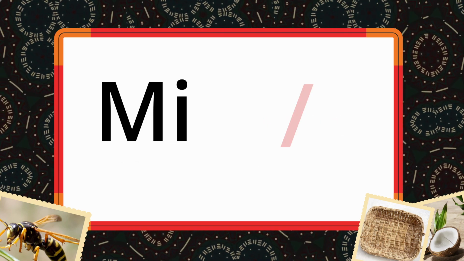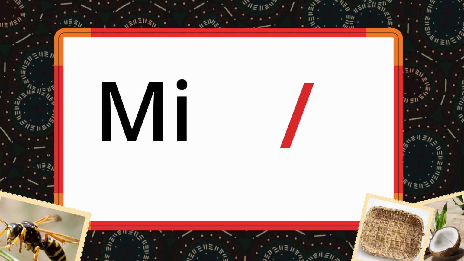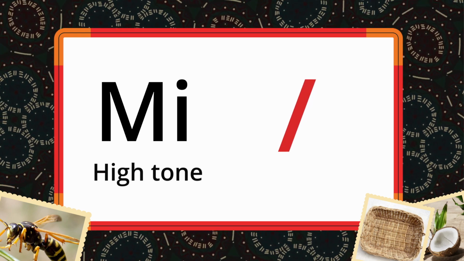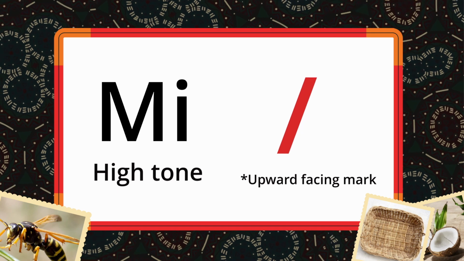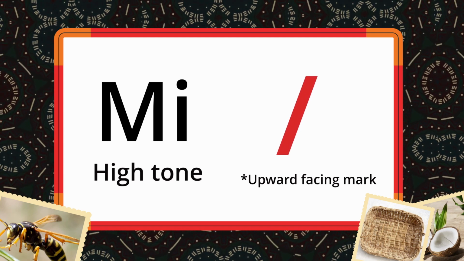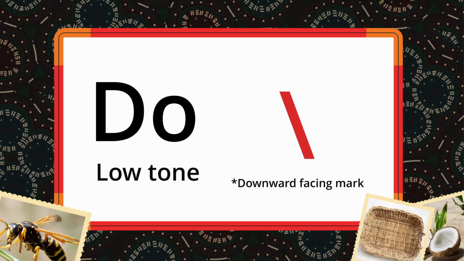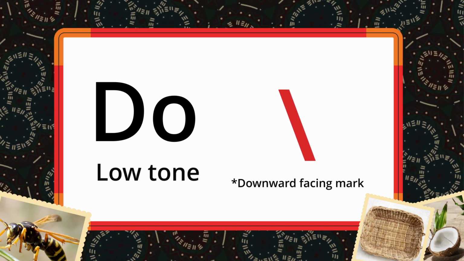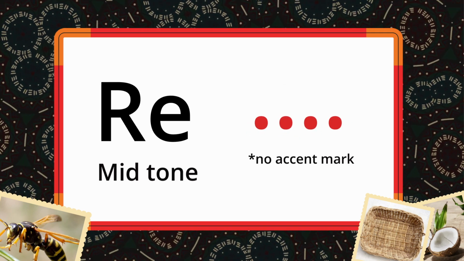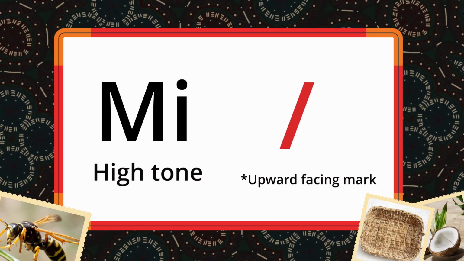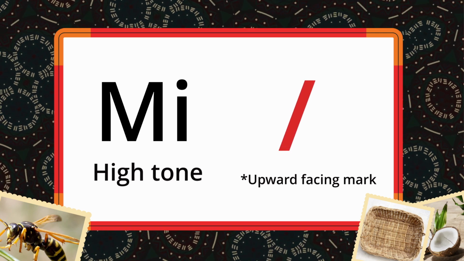So let's talk about the third one, which is Mi. Mi is the high tone, indicated by an upward-facing accent. It signifies that a syllable is pronounced with a high pitch. Don't forget, Do is the lowest tone, while Re is the neutral tone, your normal voice, while Mi is the high tone. It is pronounced with a high pitch.